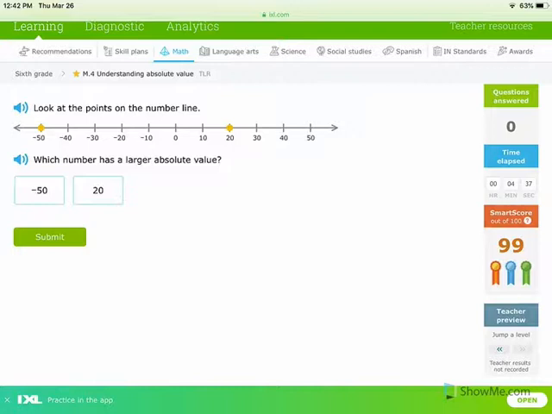Okay, last question. Look at the points on the number line. We have negative 50 and positive 20. Which number has a larger absolute value? Go ahead and write that out yourself or think about it yourself for a couple of seconds, and then I'll show you.